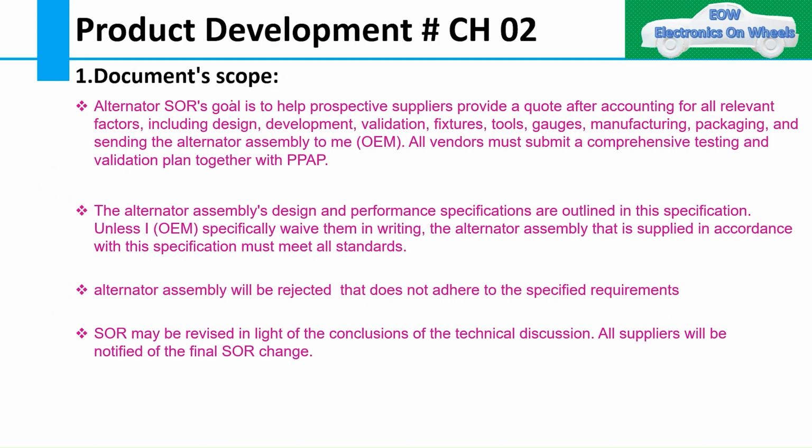So first is the document scope. What is the document scope? What does it mean? So the alternator SOR goal is to help the prospective supplier to provide a quote, correct? After accounting for all the relevant factors like design, development, validation, fixture, tools, gauge, manufacturing, packaging, and sending the alternator assembly to me or to the OEM, whatever OEM you are working for, or if you are developing by yourself, then you can put yourself.